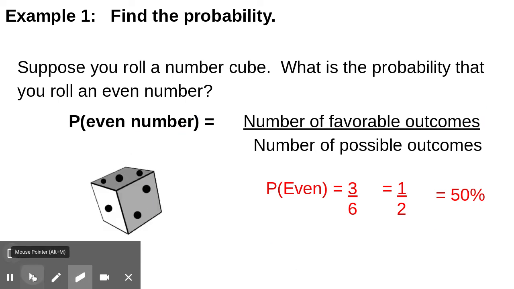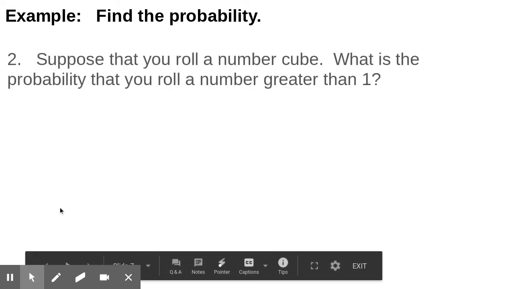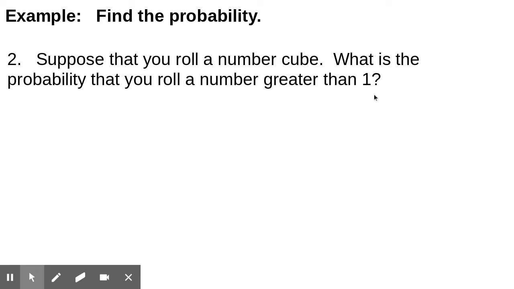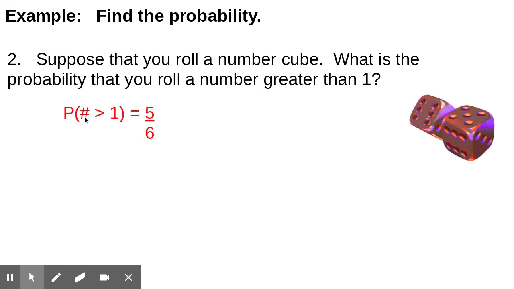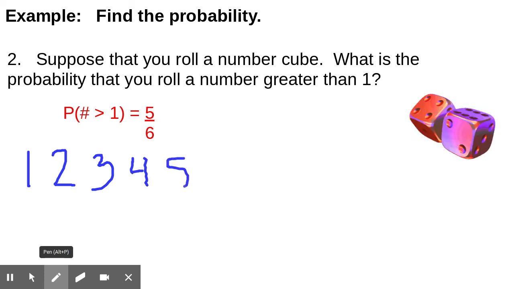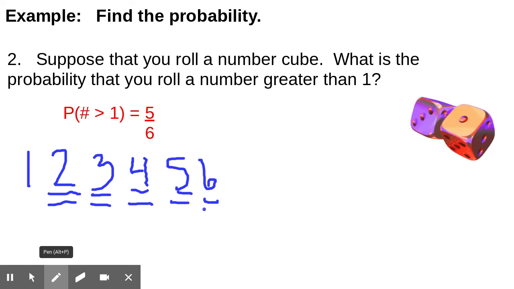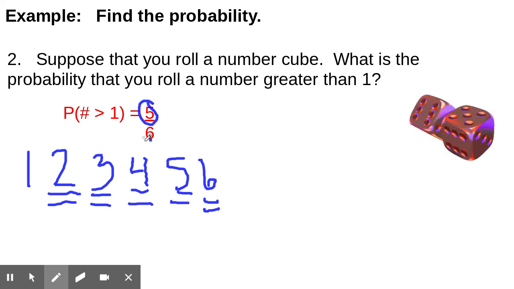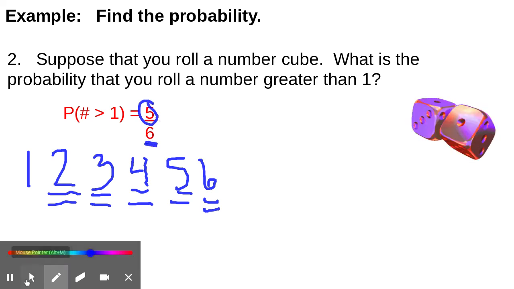Okay, so let's do another one. So suppose that you roll a number cube. What is the probability that you roll a number greater than 1? Okay, so this is what my event is, the probability of a number greater than 1. Well, how many numbers are greater than 1? If you need to write down your numbers, you have 1, 2, 3, 4, 5, 6. Well, the 2, the 3, the 4, the 5, and the 6, which means that's 5 total numbers. Okay, 5 total numbers out of the 6 total possible outcomes.